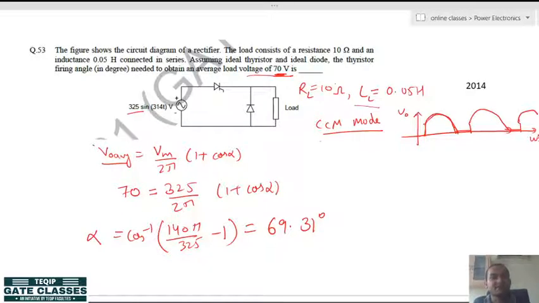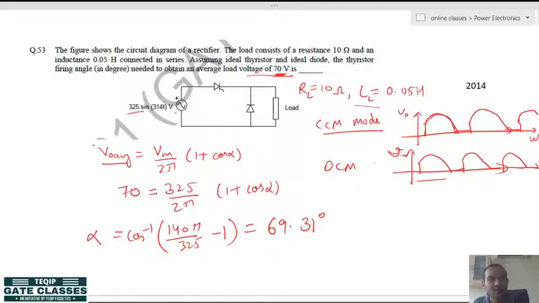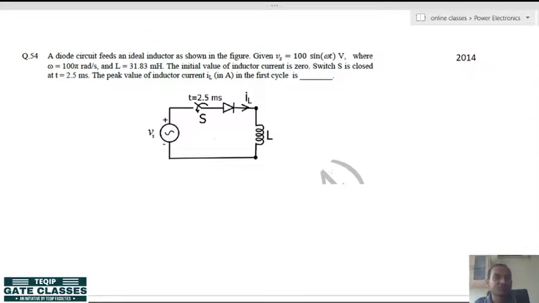Even if it is DCM mode also, still the output voltage comes like this, because the freewheeling diode does not allow the voltage to go negative. Even if we consider that it is a DCM mode, discontinuous current mode, still the output voltage remains like this. So, moving on to the next question.